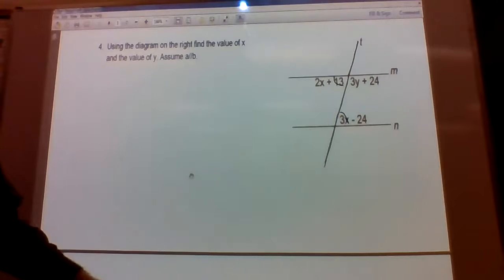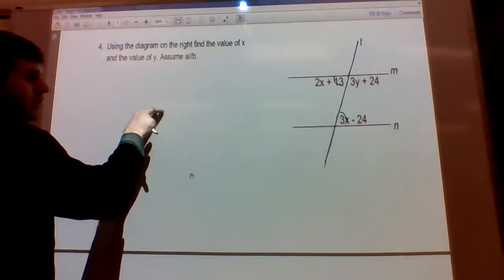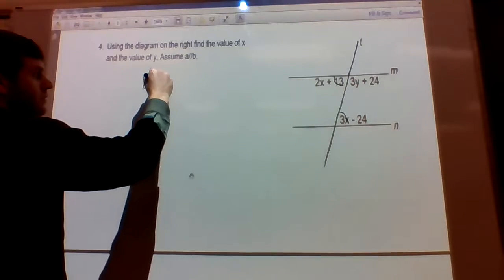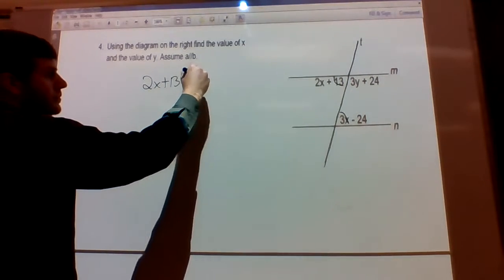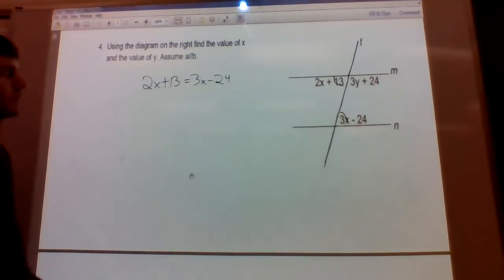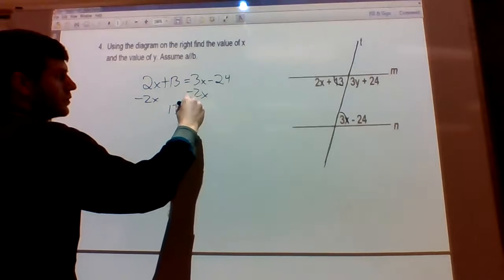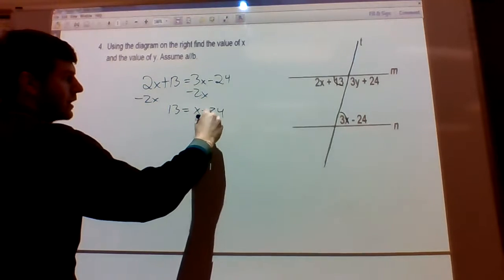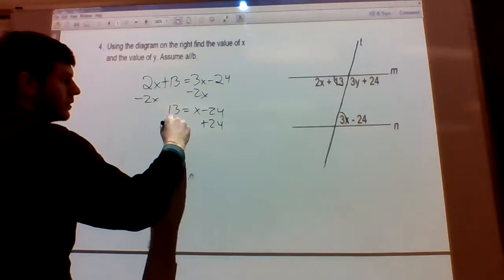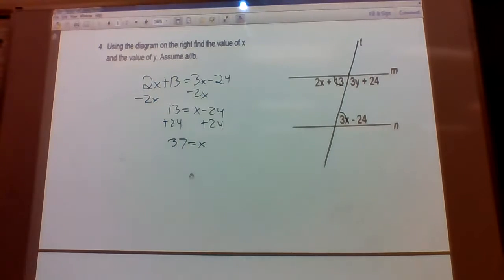What do we know about alternate interior angles? We know alternate interior angles are congruent, so their angle measures are equal. So 2x plus 13 equals 3x minus 24. Subtract 2x from both sides: 13 equals x minus 24. Add 24 to both sides. 37 is going to be x. Okay, so that's one answer right there.